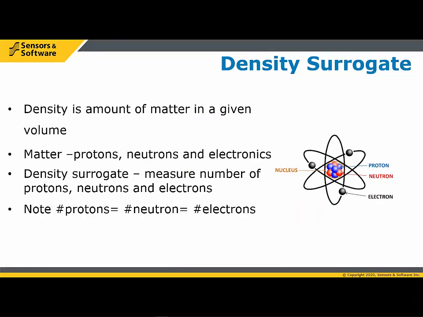When we're talking about density, what are we talking about? We're talking about the amount of matter that's in a given volume. And the matter is really the protons, neutrons, and electrons, which are forming the atoms of the materials in any particular material we look at. So what is a density surrogate? If we can measure the number of these particles in the volume, we have a surrogate for measuring density. And just as a simple side note, the number of protons is pretty much equal to the number of neutrons, and it's equal to the number of electrons. So if we can get a measure of any one of these, then we have a measure of the amount of mass that's in a given volume. So that's basically how indirect density measurements are made.